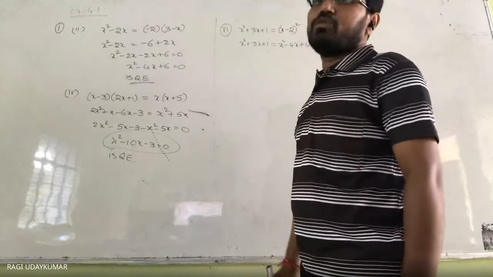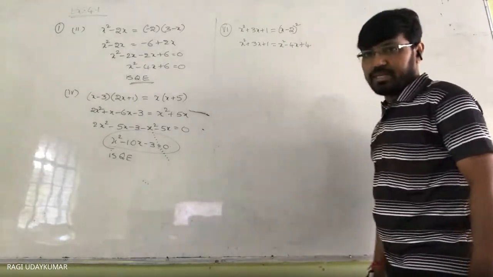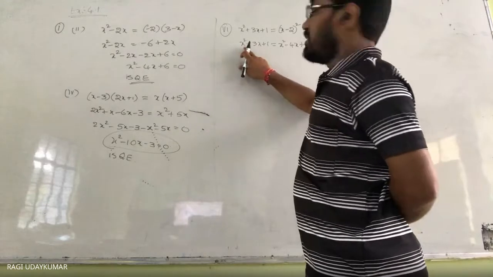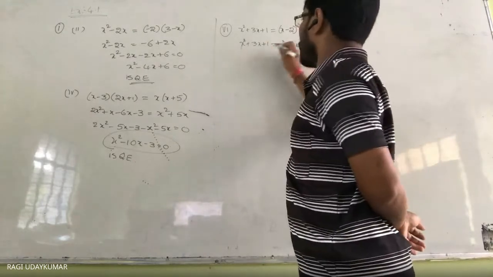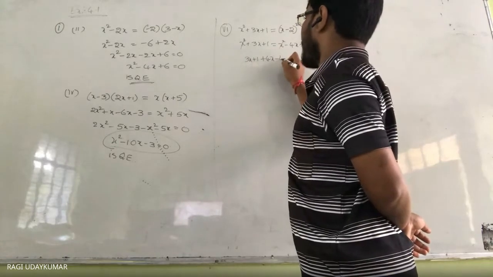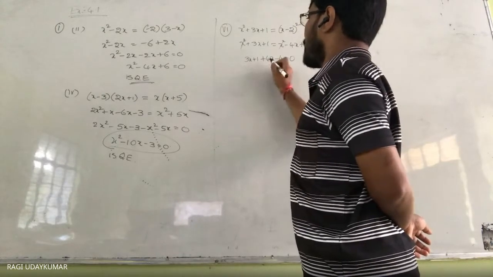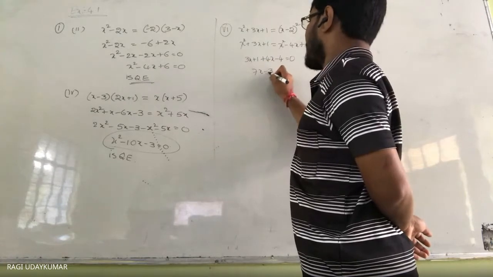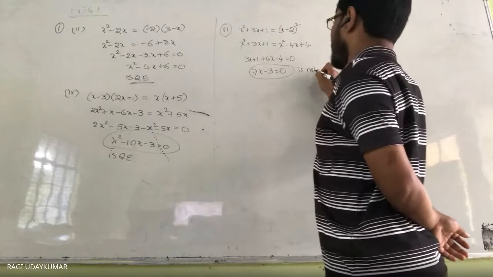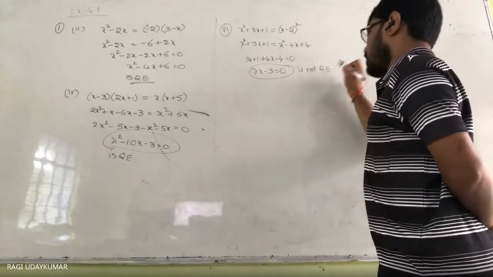it, a minus b whole square expansion whenever you take. But here x square will get cancelled, and when you take these two terms here, we are going to get 3x plus 1 plus 4x minus 4 is equal to 0. From this, 7x minus 3 is equal to 0. This is not a quadratic equation.